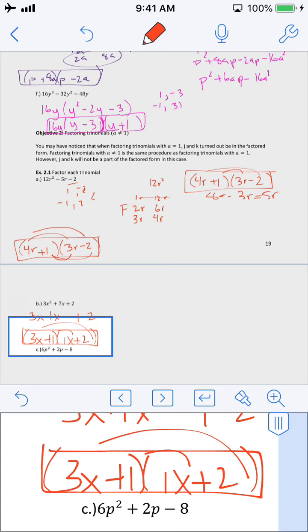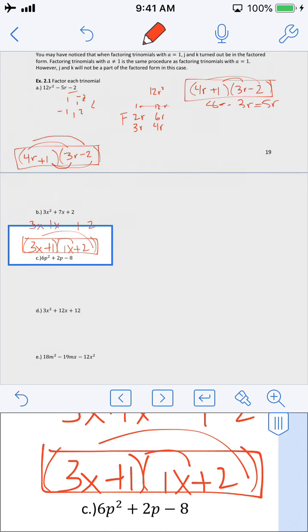3x times 1x gave me the 3x squared. 1 times 2 gave me the 2. My outsides gave me 6x. My insides gave me 1x. And together, that's 7x. That's how I undid it. Maybe you had more writing. That's okay. All right, let's try another one.